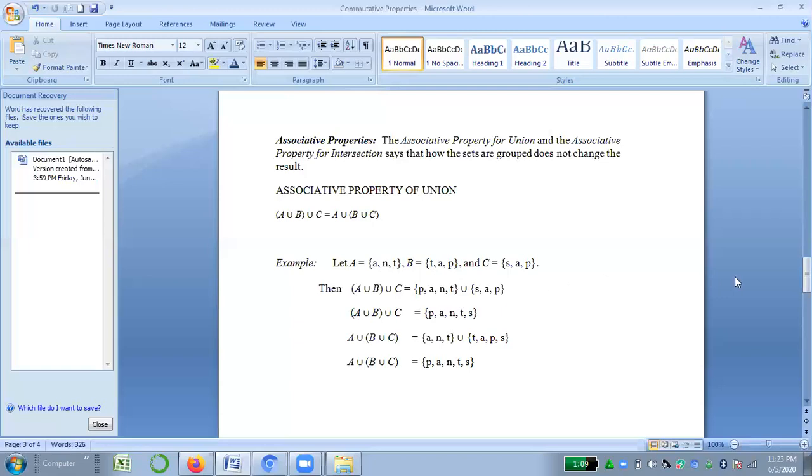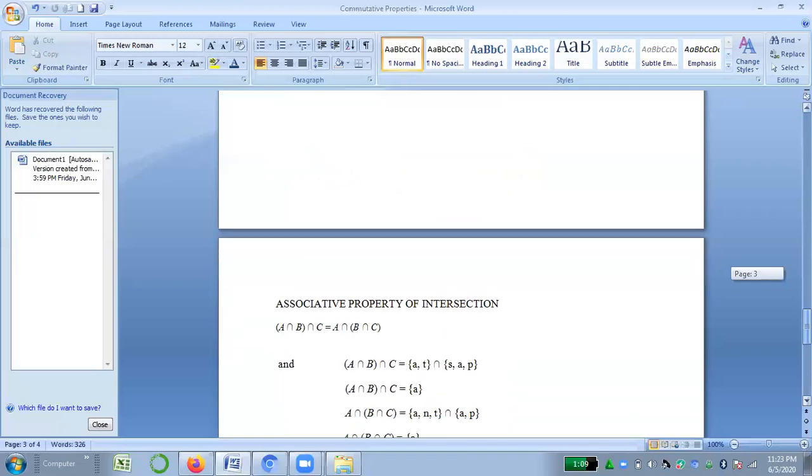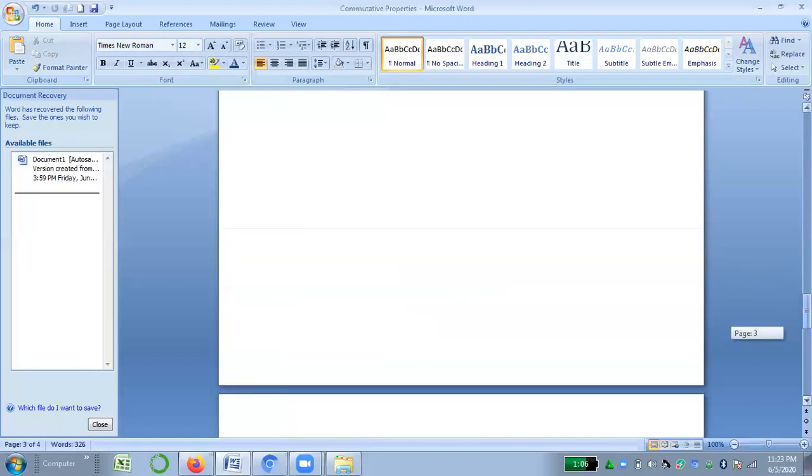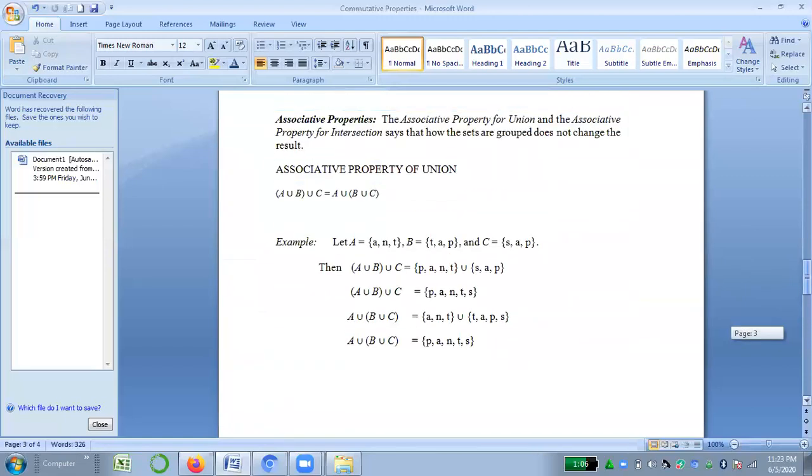Now the last property is the associative property of intersection. This is in the same way. We will take the intersection first from the left hand side, starting. So A intersection B, the question is the same as at the top. This is the same question.